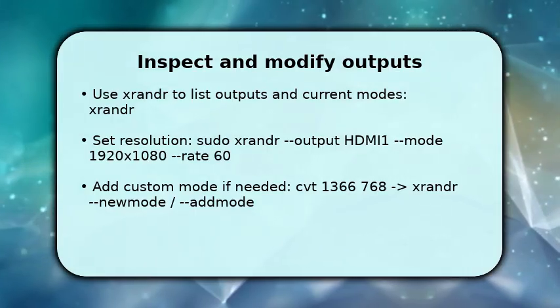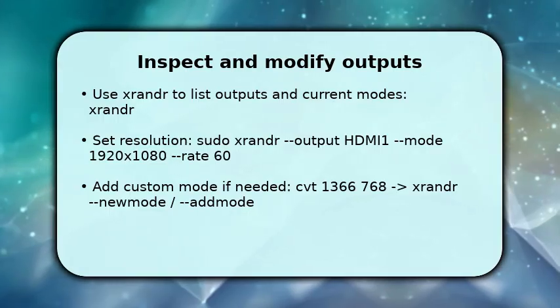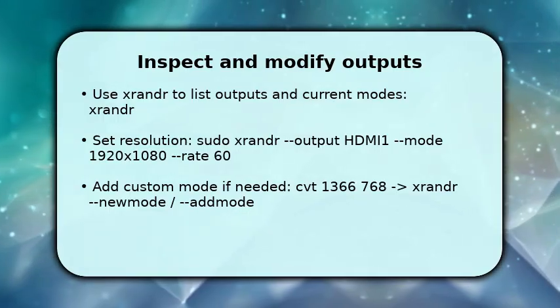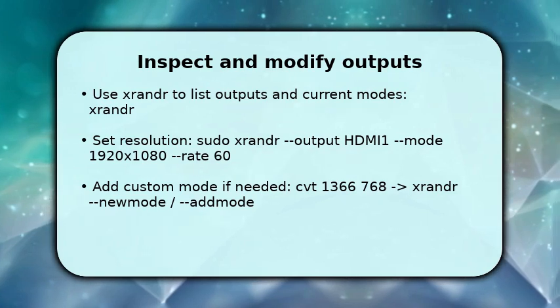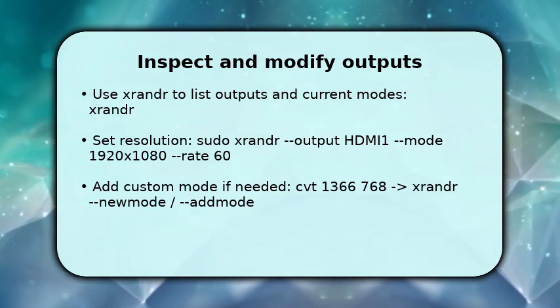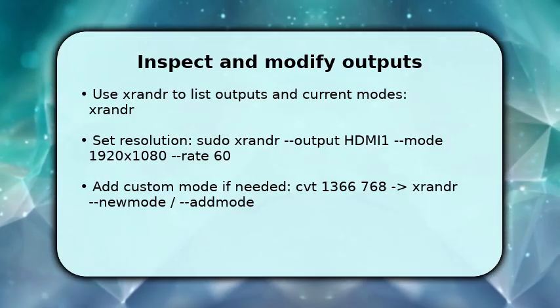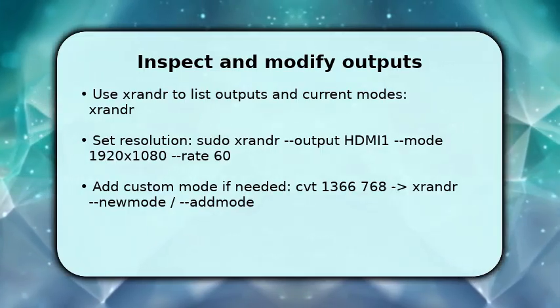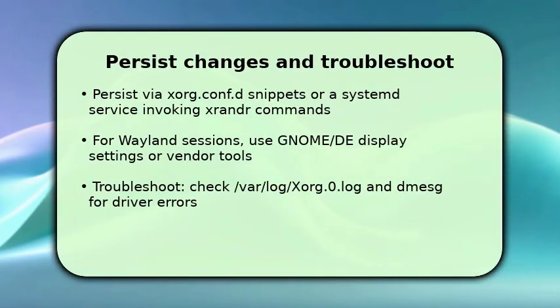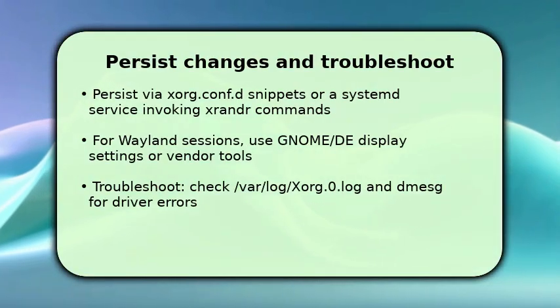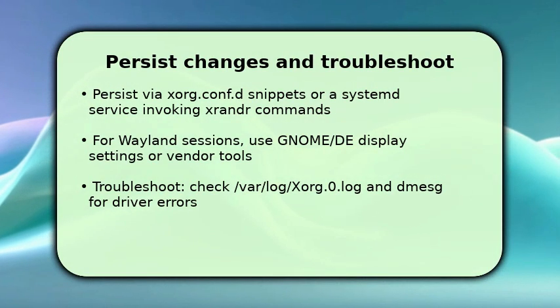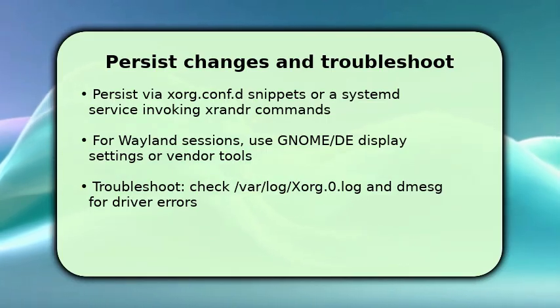Run cvt to generate a modeline, add it with xrandr --newmode, and link it with --addmode. Make sure to use sudo when system policies require it. After changing modes, verify with xrandr and visually confirm. To keep settings after reboot, write a small xorg.conf.d snippet or create a systemd user service that runs your xrandr commands at login.